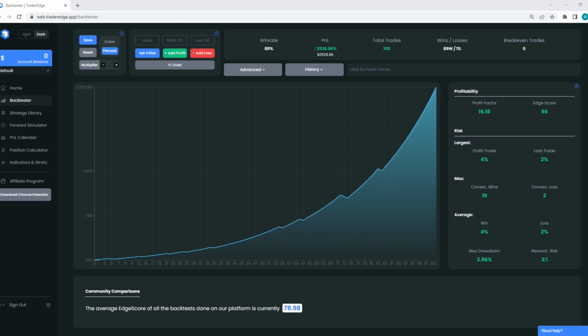And our maximum consecutive wins were 19 wins in a row against 2 consecutive losses, which is pretty insane. So I think that this graph shows everything to see that this strategy is highly profitable.